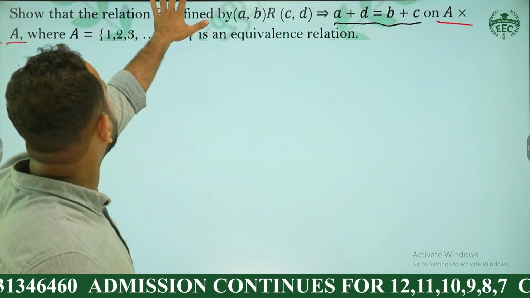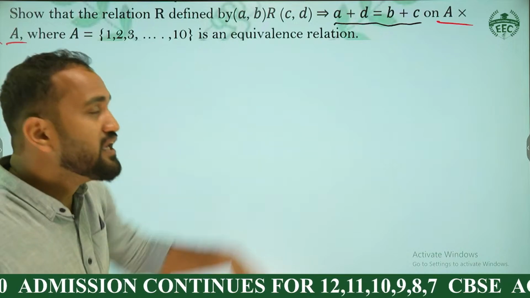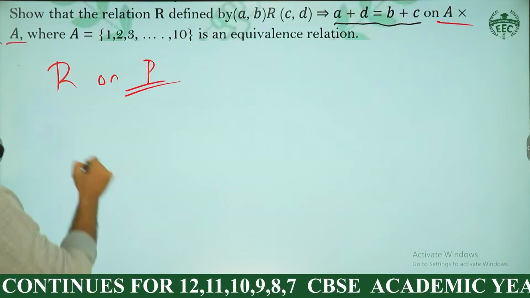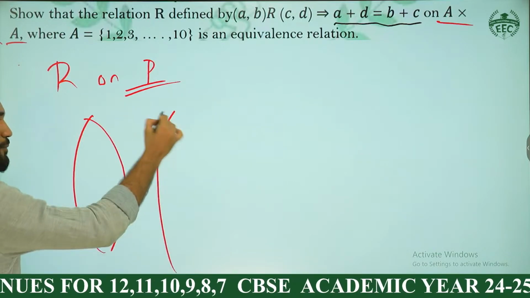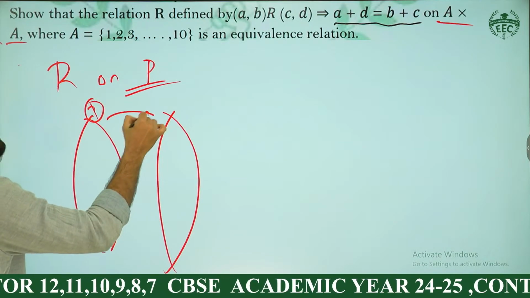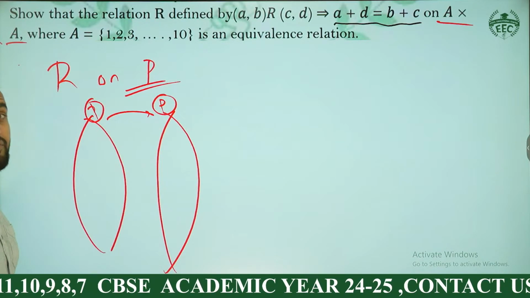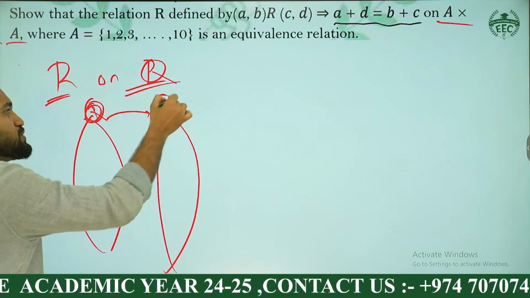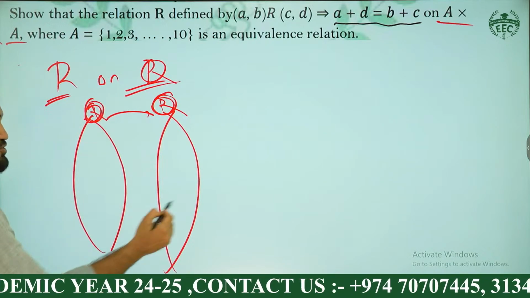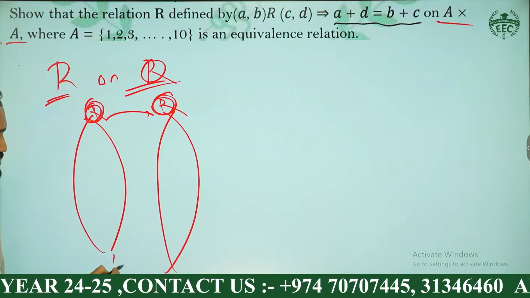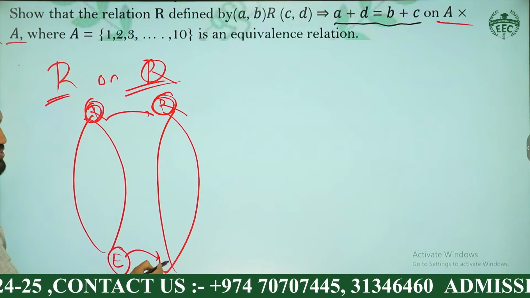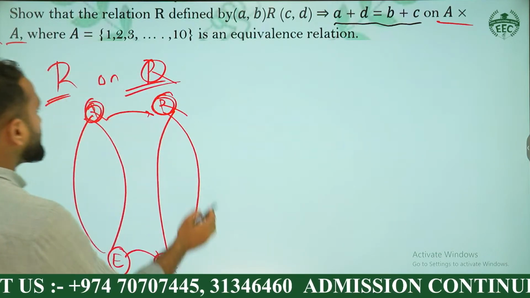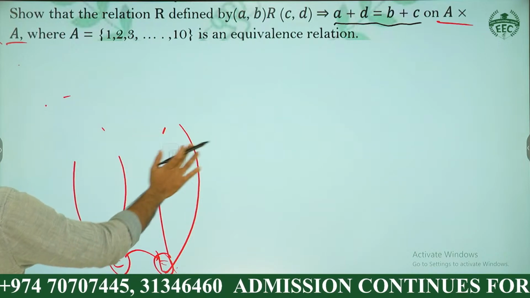See, the relation is defined on what? If R is defined on P, what is the meaning of that? The relation will be defined from P to P. Yes or no? This is very, very important. If the relation is defined on set Q, then this will be from Q to Q. If the relation is defined on E, it will be defined from E to E. Yes or no?